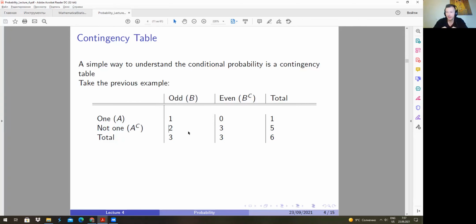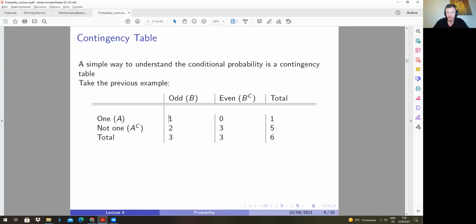And inside this table, these 4 numbers are the number of elements that possess both criteria. So how many odd ones do I have? I have one. So it's A and B together. How many A and not B do I have? 0. So there are no ones which are even numbers, right? How many not ones in odd numbers do I have? 2. It's like 3 and 5, right? 2 numbers. How many even numbers that are not 1 do I have? 3, like 2, 4, and 6.